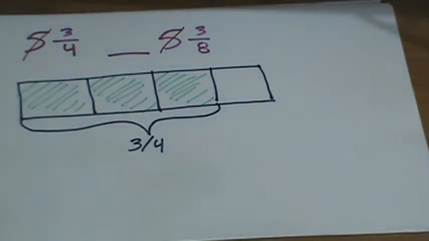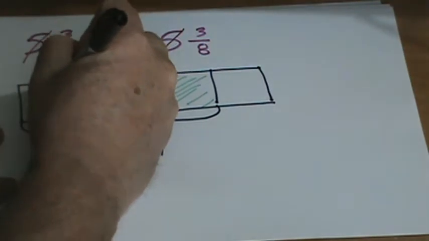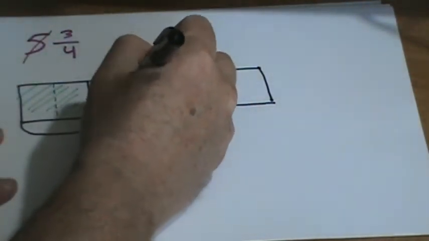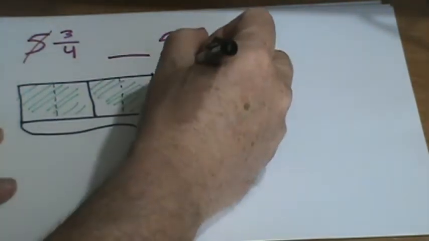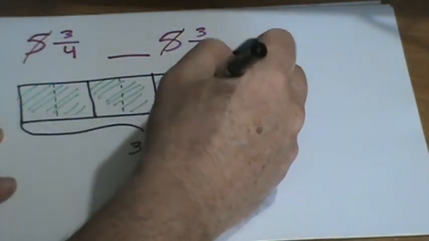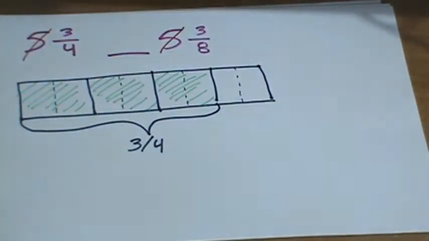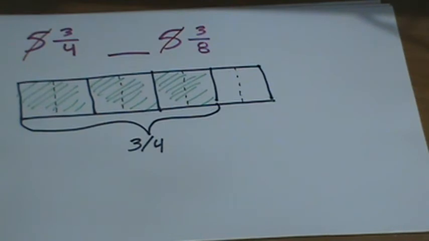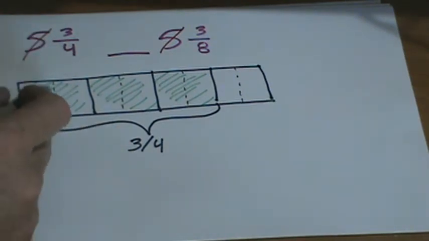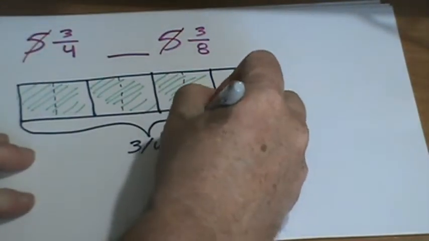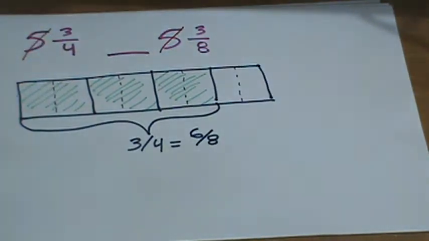Okay, are you with me? 1, 2, 3, 4, 5, 6, 7, 8. So now, instead of 4ths, we have 8s. How many 8s is 3/4? 1, 2, 3, 4, 5, 6 8s. So 3/4 is equivalent to 6 8s. Is that true? You better believe it is.